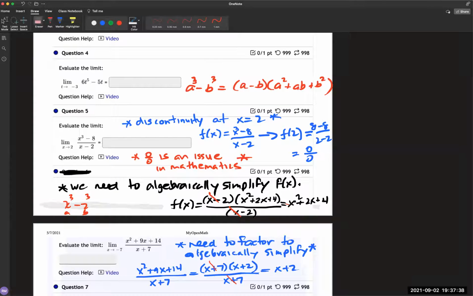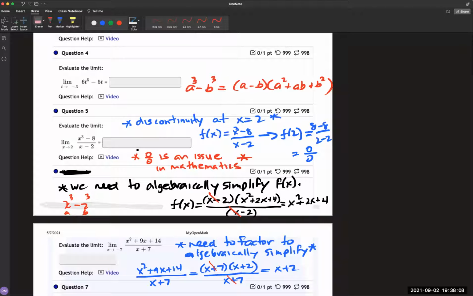So once you do that, then of course we're allowed to evaluate the limit, because right now when we substitute in, you end up with an indeterminate form. 0 over 0 is an issue in mathematics. And so that's what then forces us to figure out, can we simplify this expression in some way that allows us to evaluate the limit? It's not the evaluation of the function, it's the evaluation of the limit. What is the behavior of this graph as x approaches 2?